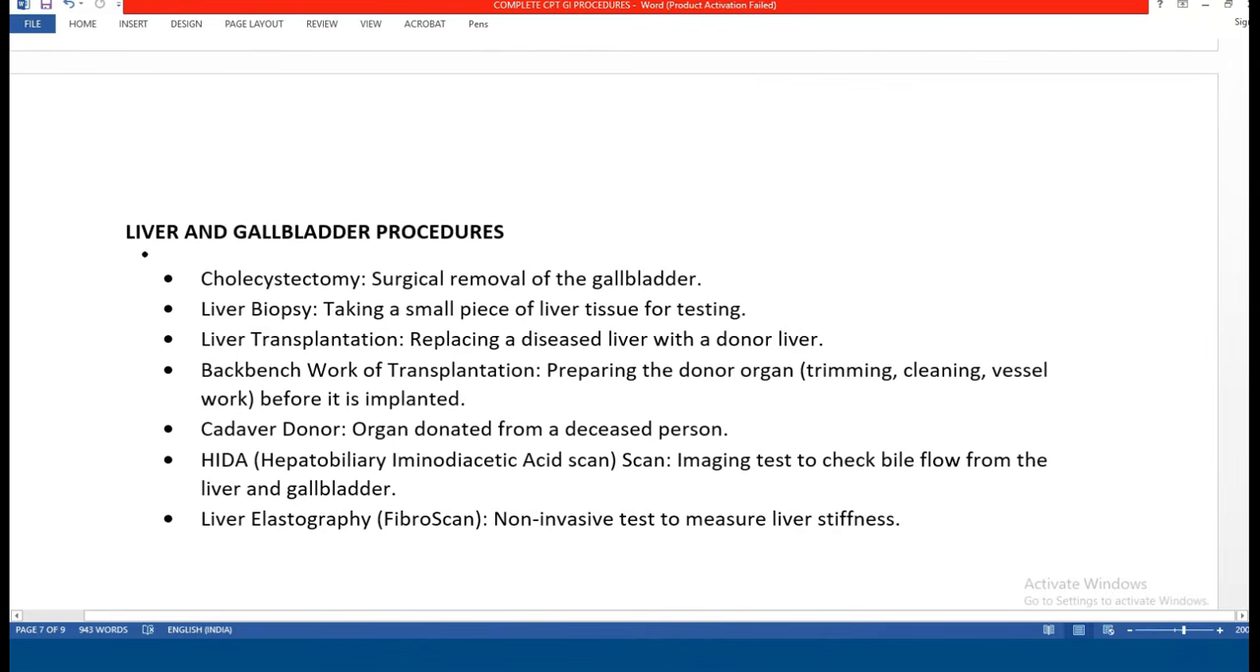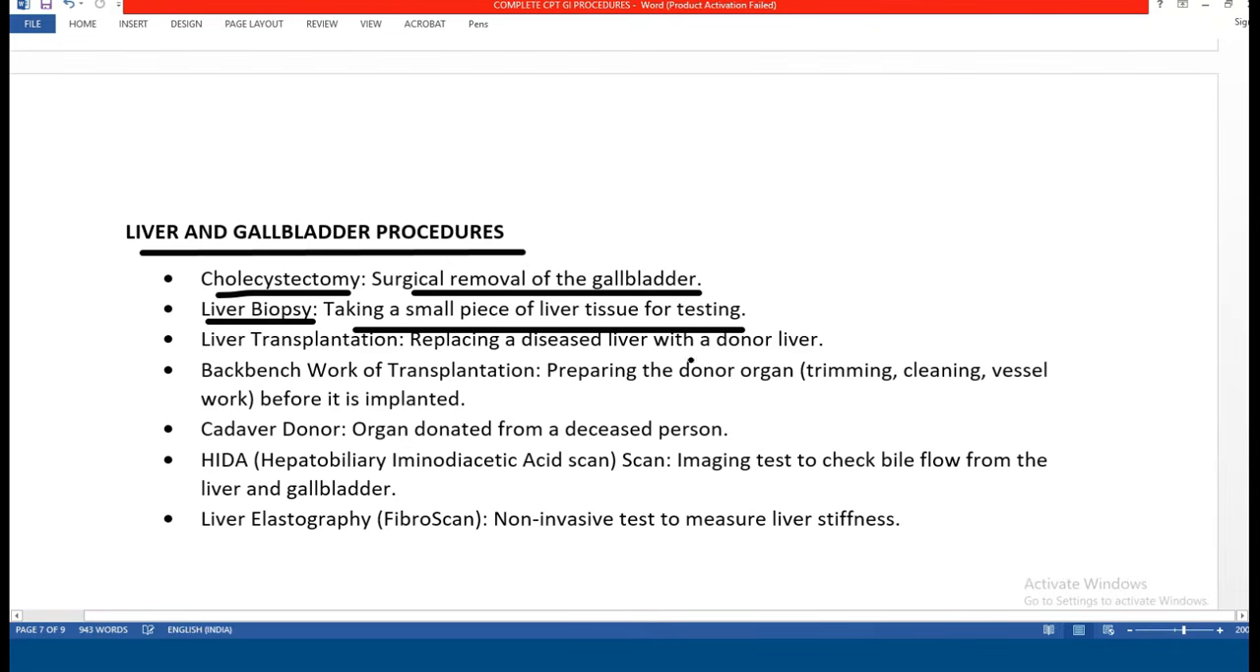Next we will see liver and gallbladder procedures. So these are very important procedures we will see in medical coding. So cholecystectomy, surgical removal of the gallbladder, is called cholecystectomy. Liver biopsy, taking a small piece of liver tissue for testing, is called biopsy. So basically wherever you see biopsy, we need to understand it is related to taking a small piece of sample for testing.